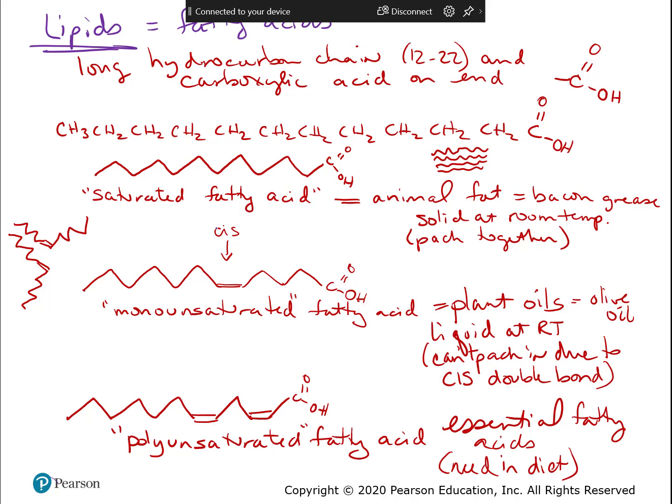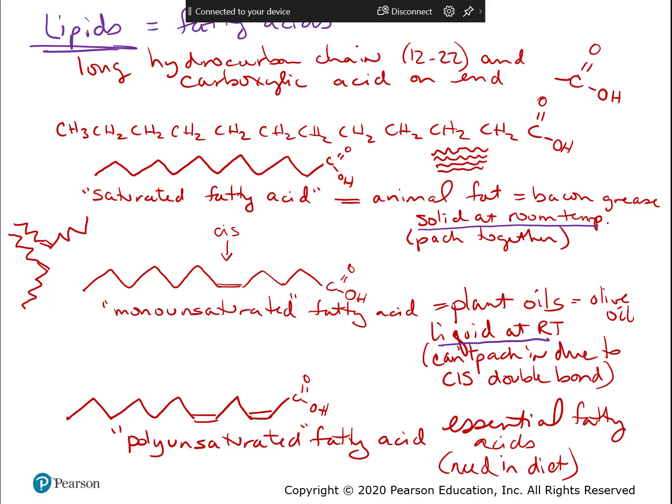So I drew kind of two. See how they each have a bend? And so when they go to fit together, they can't pack in tightly. This is why they tend to stay further apart, which keeps them liquid. So these are liquid at room temperature versus solid. So remember that saturated fats, animal fats, tend to be solid at room temperature because they have a lot of straight single bond carbon-to-carbon chains.